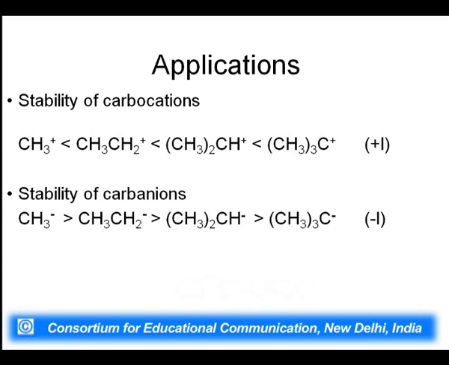Similarly, stability of carbanions can be described as follows. In methyl, there is no alkyl group attached, so it is more stable. When I introduce a methyl group here, the electron density is increased again and it destabilizes the carbanion, because there is already a negative charge, and more electrons will destabilize this group. The ethyl carbanion is less stable than the methyl one. As we keep on increasing the methyl groups, the stability decreases further, and the tertiary butyl carbanion is the least stable one.